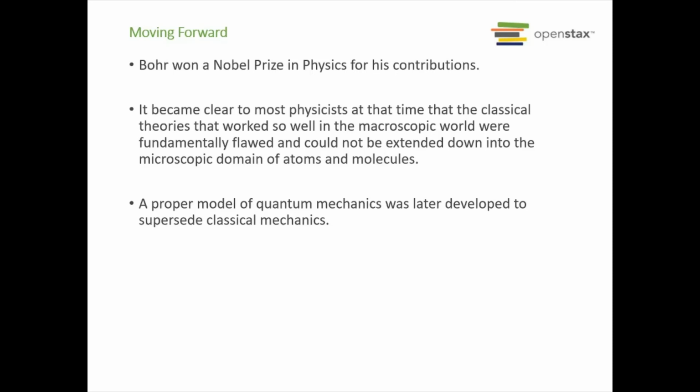So moving forward, Bohr actually did win a Nobel Prize in Physics for his contributions. And because of his work, it became clear that the classical theories work great in the macroscopic world, but they fail in the microscopic domain of atoms and molecules. So then we finally came up with the proper quantum mechanic model to supersede classical mechanics.